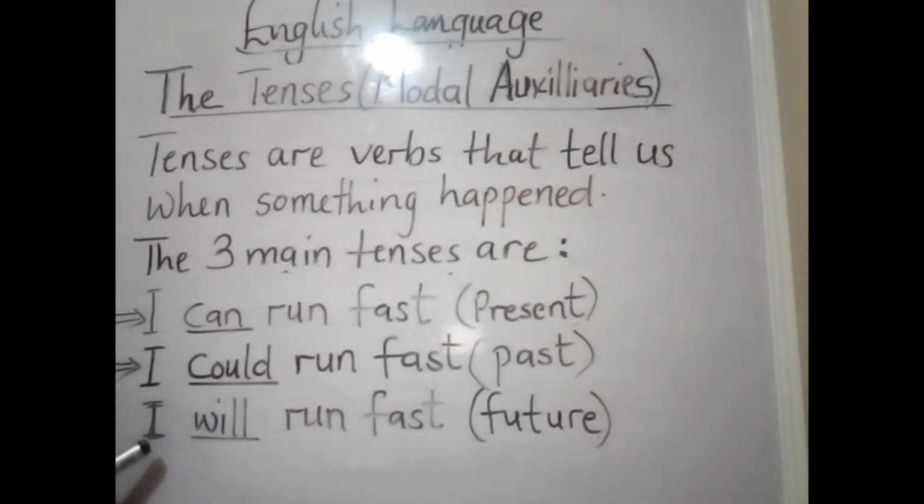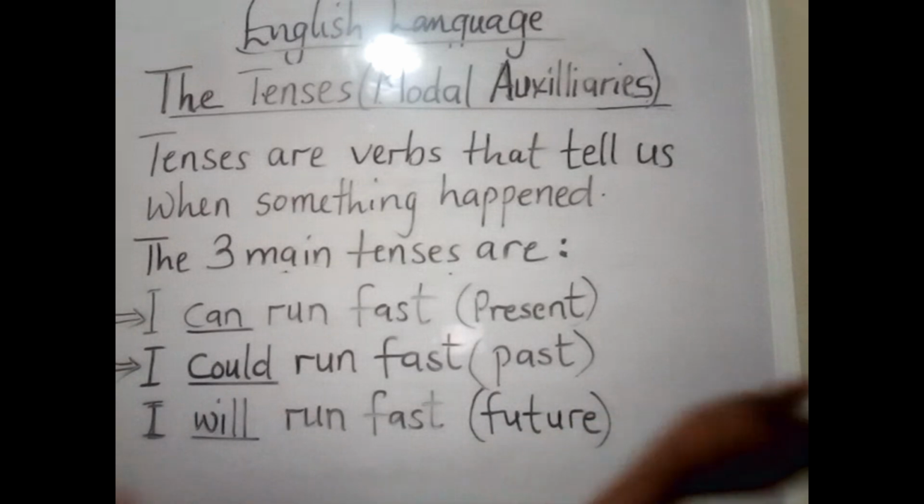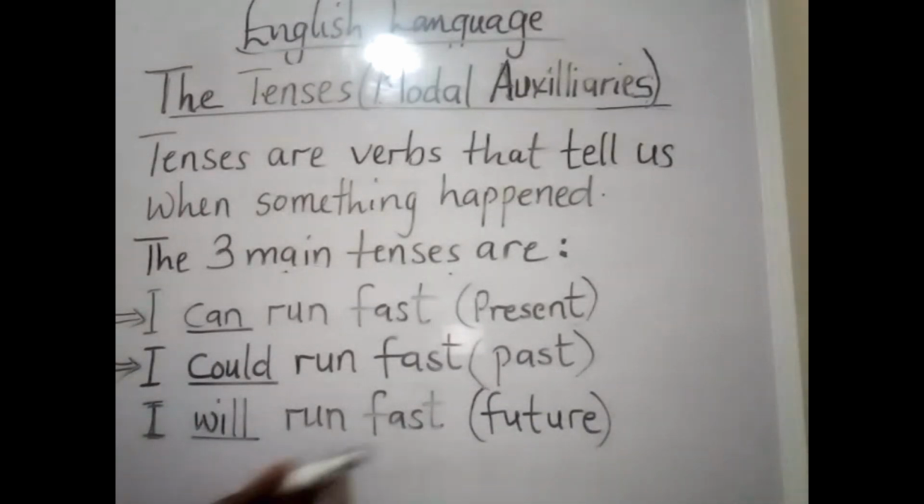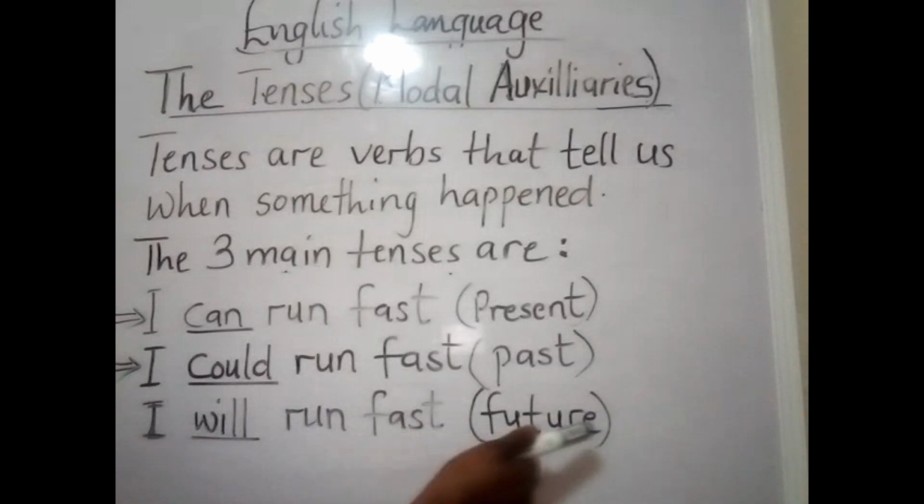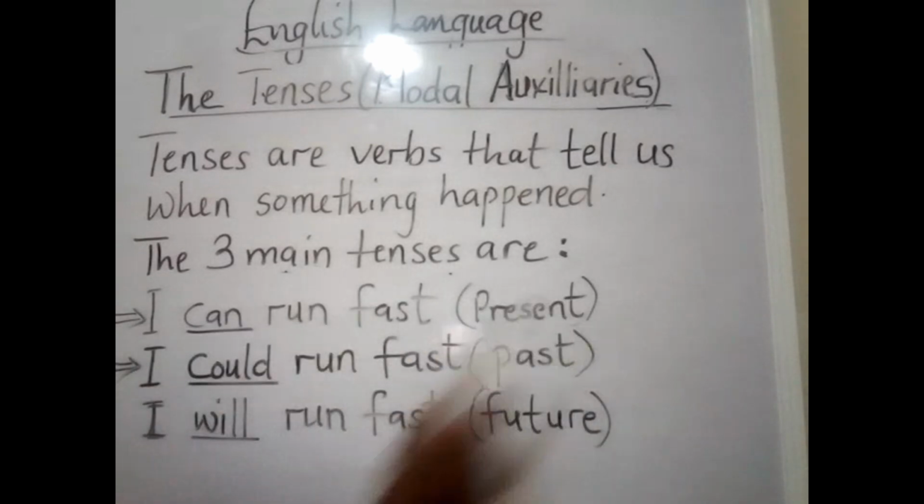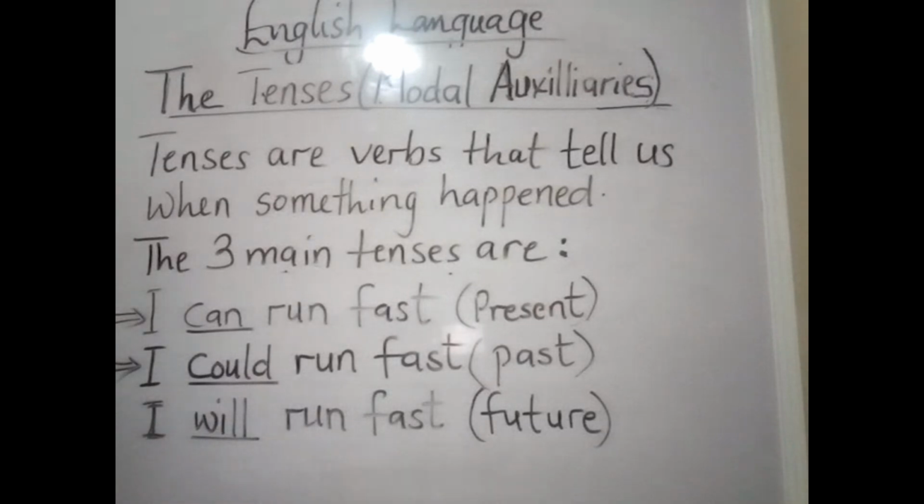I can run fast indicates the present, and both of them are modal auxiliaries. Then there is a third example here. It says, I will run fast. You see the underlined word here? Will is also a modal auxiliary, and it indicates something that will happen in the future. It hasn't happened, it will happen later. It is not happening right now. So I can run fast is present, I could run fast is the past, and I will run fast indicates future.